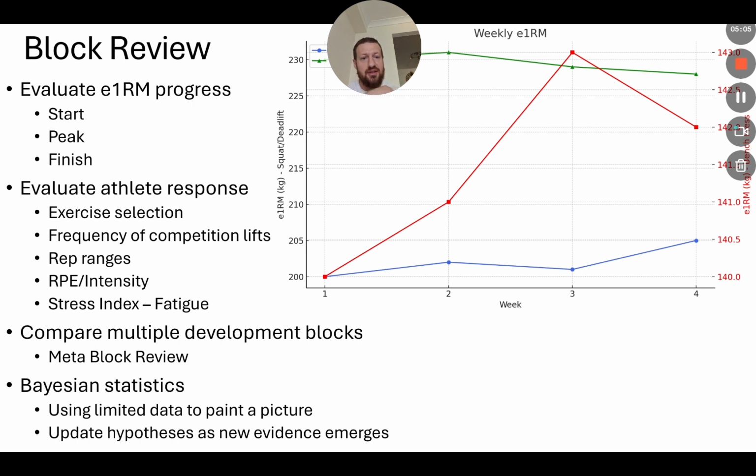So if we look at this graph here, you can see that the squat and the bench press have gone well. So we'd be looking at what has the athlete done. This indicates that it's effective for the athlete, whereas the deadlift hasn't performed so well. So we'd be looking at what the athlete's done there. So you need multiple blocks of information before you can really make firm conclusions.